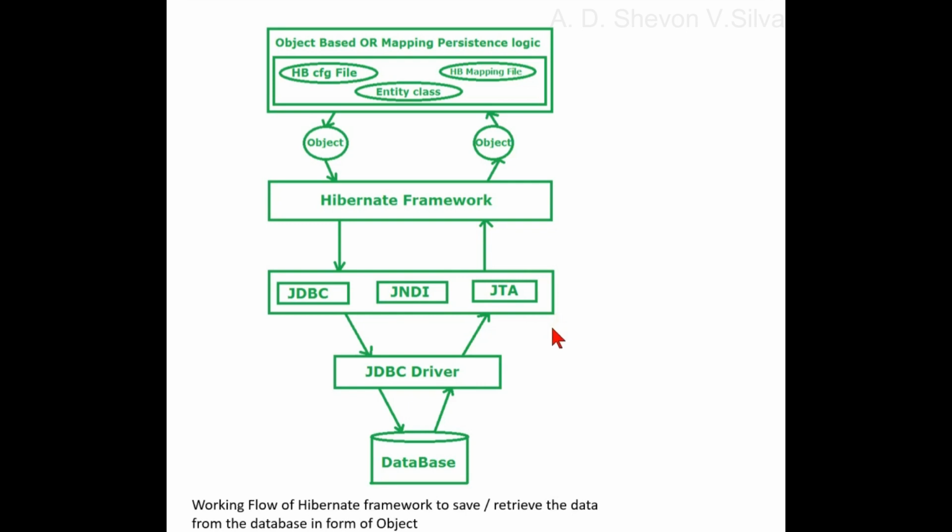Stage 4 and 5. In the fourth and fifth stage, Hibernate interacts with the database with the help of the JDBC driver. Now here Hibernate performs that persistent logic which is nothing but CRUD operation. If our persistent logic is to retrieve a record, then in reverse order it will display on the console of our Java program in terms of object.